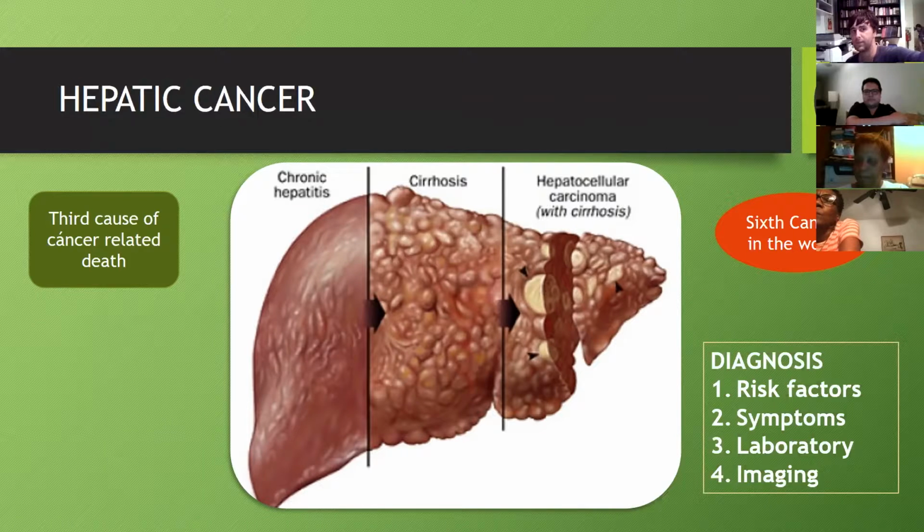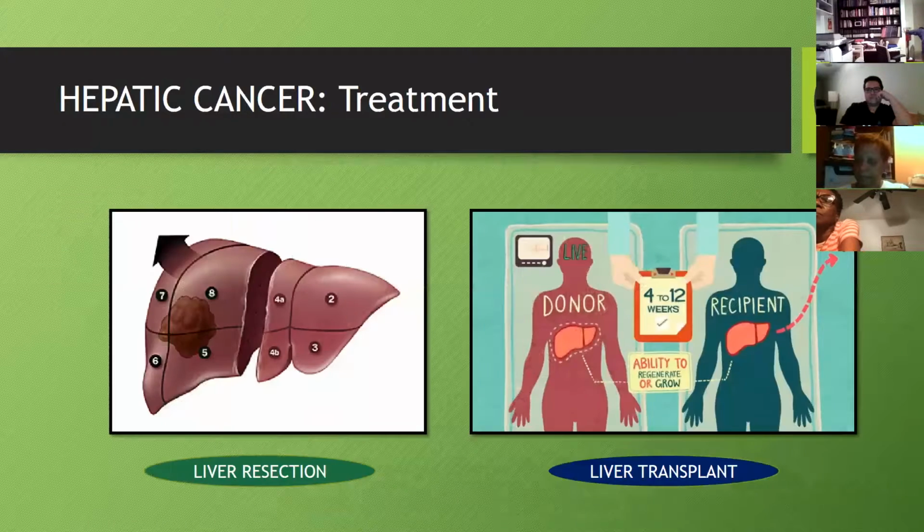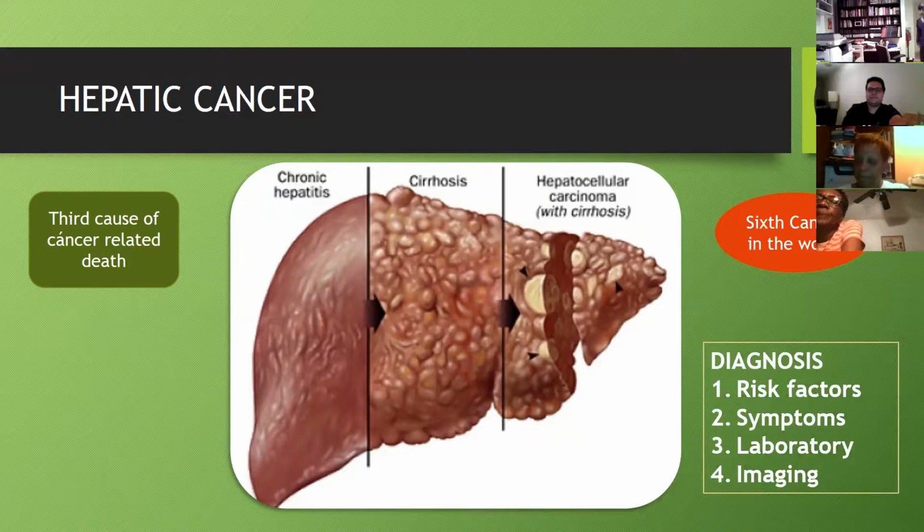I'll let you know that it is quite important. So you have to treat the first and the second one properly. If you don't do that, it will lead you to hepatic cancer. The diagnosis of hepatic cancer is mainly about knowing the risk factors, and people with symptoms, as we have told you before: jaundice, ascites. And to do some imaging like tomography to look at the structure of the liver.